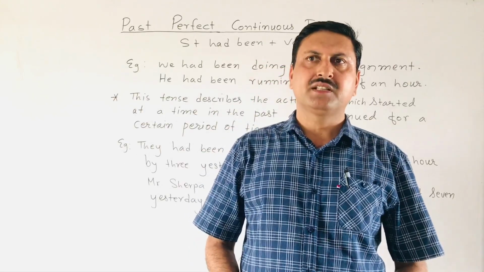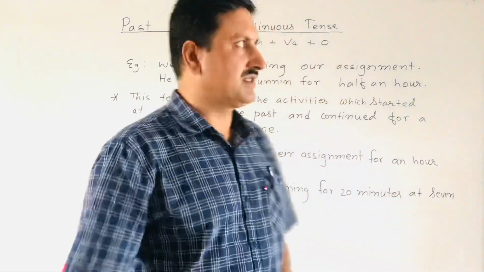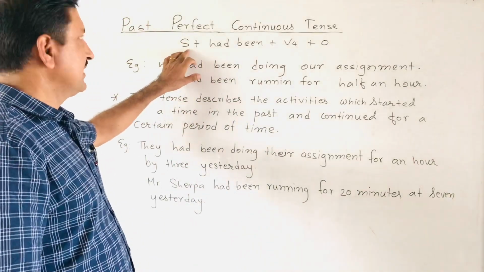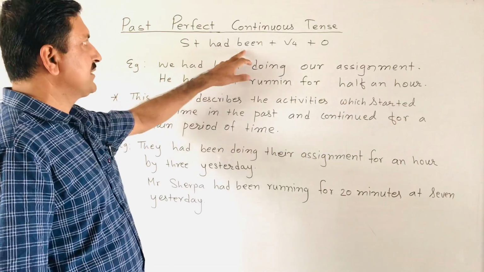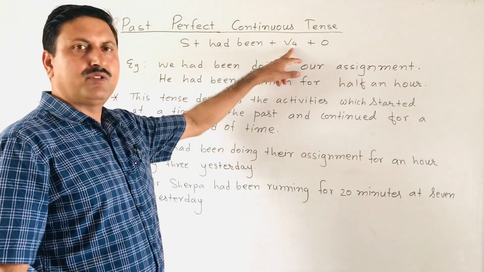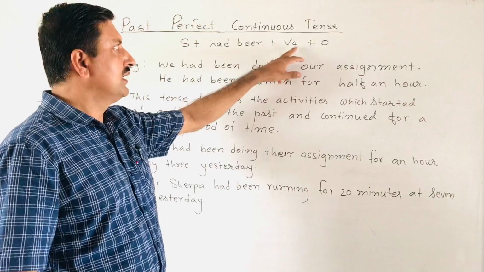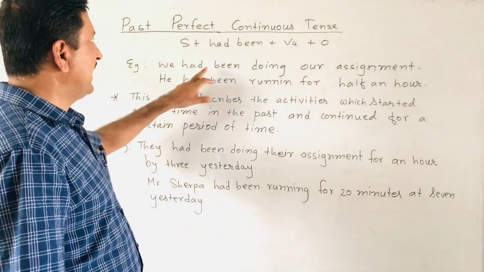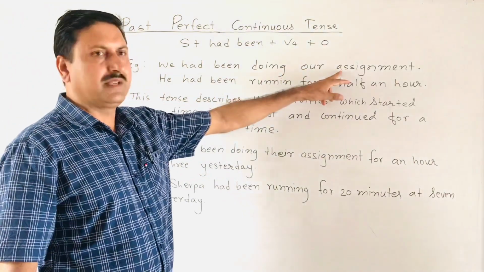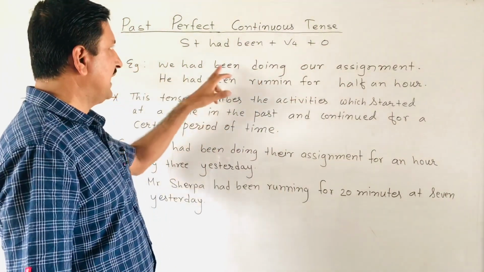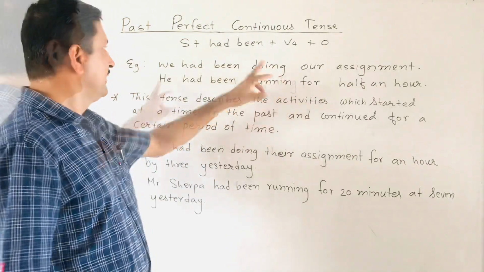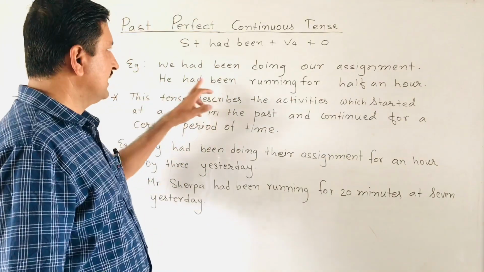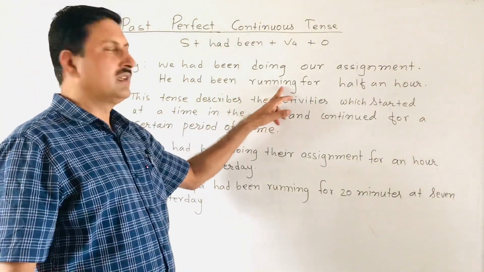Now, let's study past perfect continuous tense. The structure of past perfect continuous tense is subject plus had been plus verb 4, meaning verb with ing, plus object. Examples are here. We have been doing our assignment. We, subject, had been plus verb ing. He had been running for half an hour. He, subject, had been plus running.